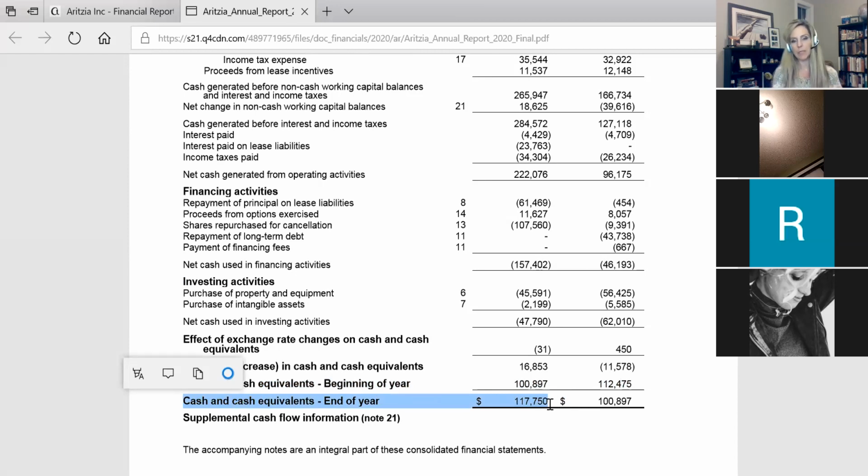So what this statement does is it explains to me how cash was used from the beginning of the year to the end of the year, and that relates to my cash balance. It reconciles to that cash balance. I now see the story as a user of these statements. What is it telling me?